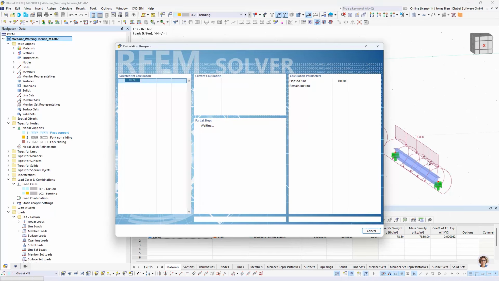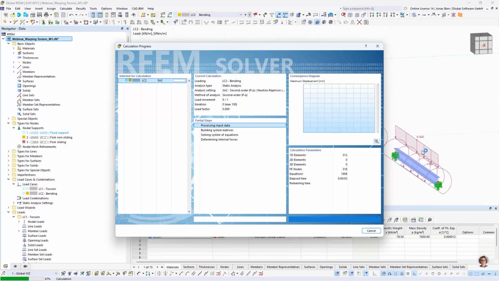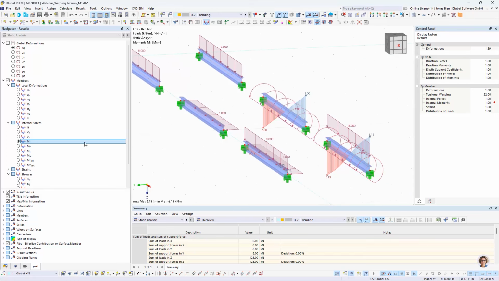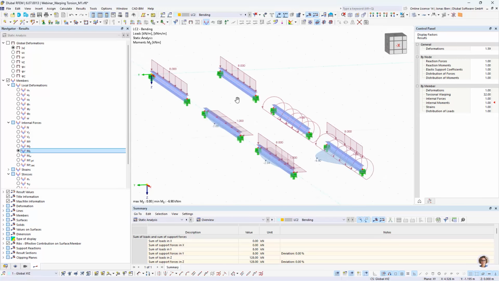And we should see in this case, with 7 degrees of freedom and second order effects, we should get our third moment component. So we have bending about the strong axis, a torsional moment here, and then in the combination of those two, we also have a significant portion of bending about the weak axis that is now generated here when we consider 7 degrees of freedom and second order effects. So this is good to know.